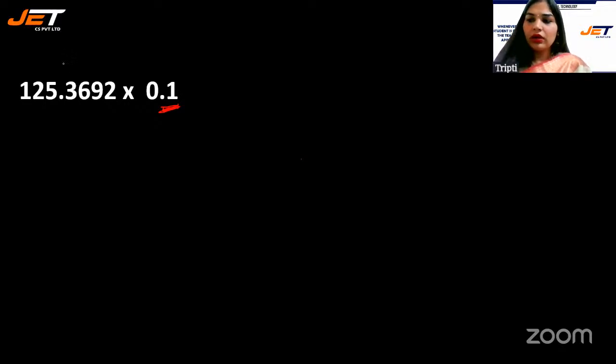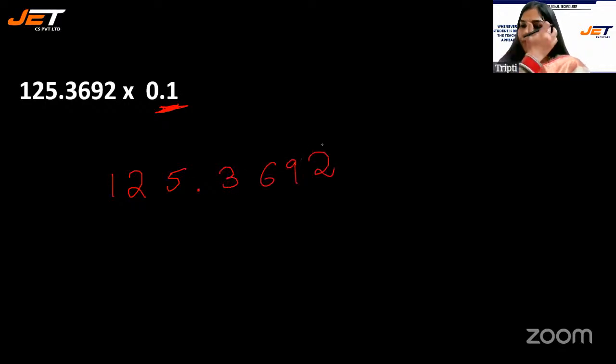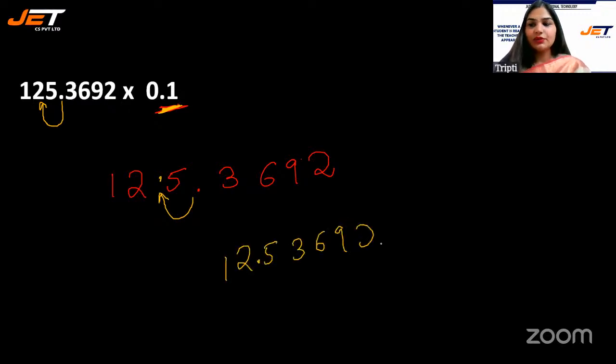So as it is 0.1, we will shift. Wait, I'll just write here first. Right now, it's like this. Okay. So whenever you are multiplying a decimal number by a decimal number, what you have to do is shift it one place to the left because this is also a decimal number. So reduce from this. Just shift it here. It will be 12.53692.